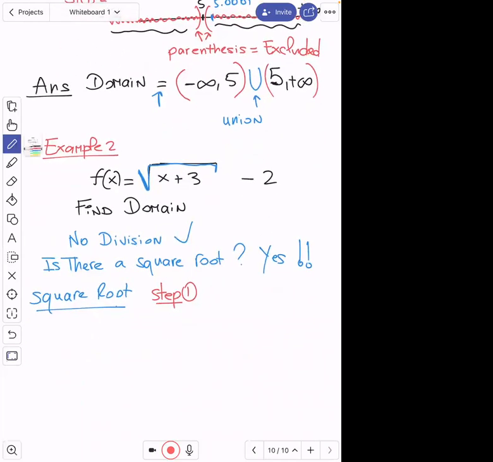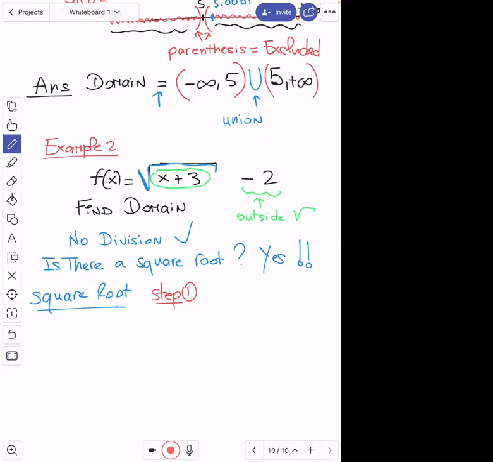So in the first step, you need to make sure that what's under the square root is positive or 0, right? Because it cannot be negative. So under the square root here, we have x plus 3. As you can see, the minus 2 is outside the square root, so we don't really care about the minus 2, all right?